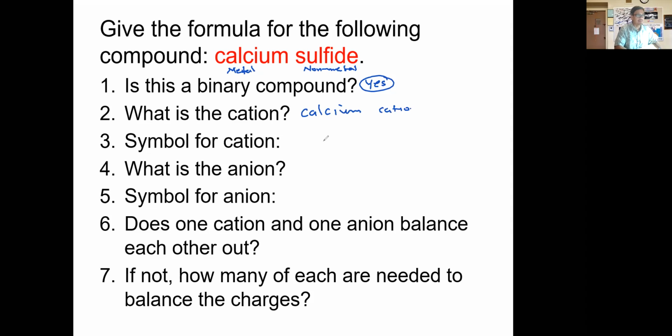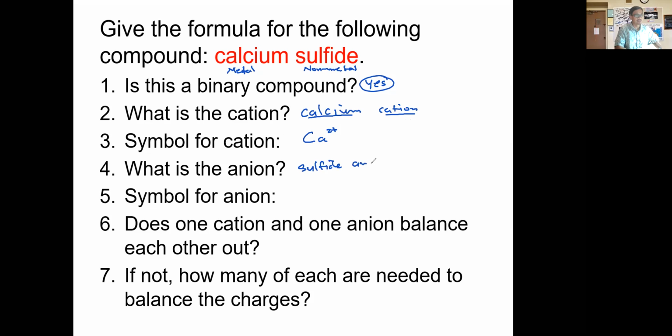Once we have that, we should be able to write out the symbol for the calcium cation. And this is going to be very important. If you are able to identify this, then hopefully you can go from step 2 to step 3. You've got to be able to write out the symbol for the cation. Okay. All right. So what that means is the sulfide is the anion.